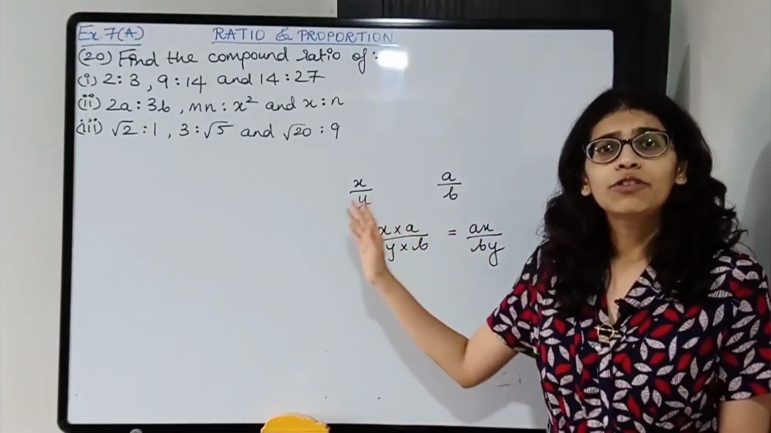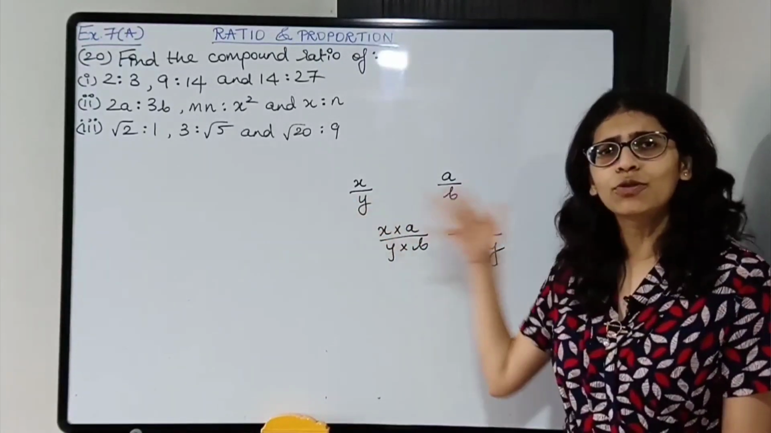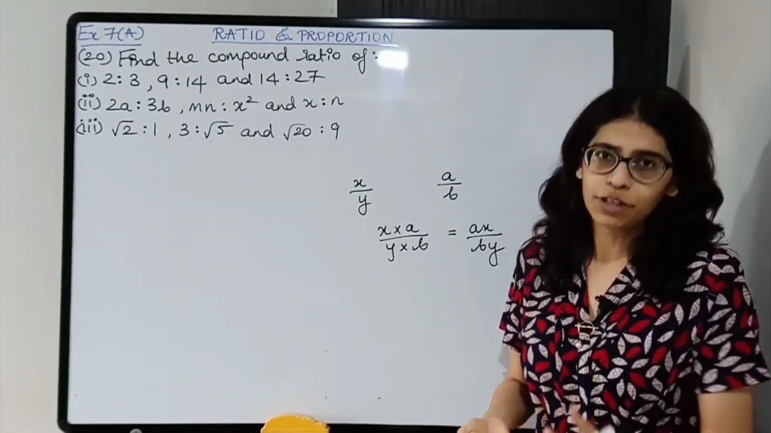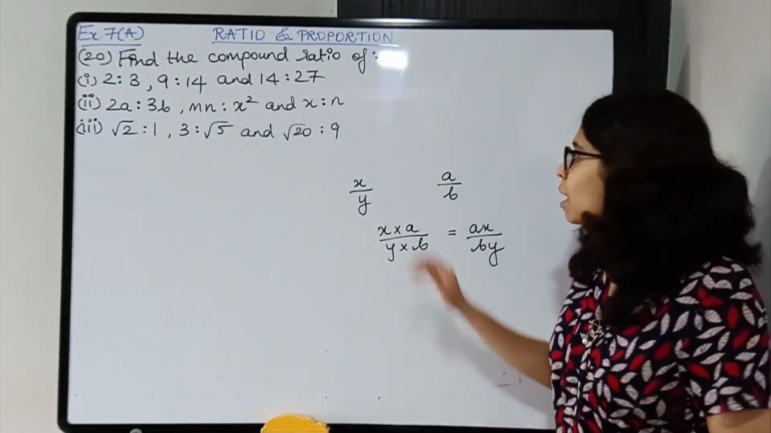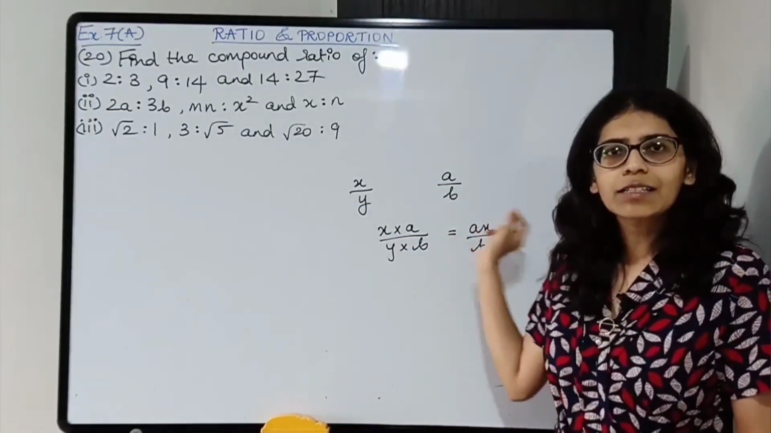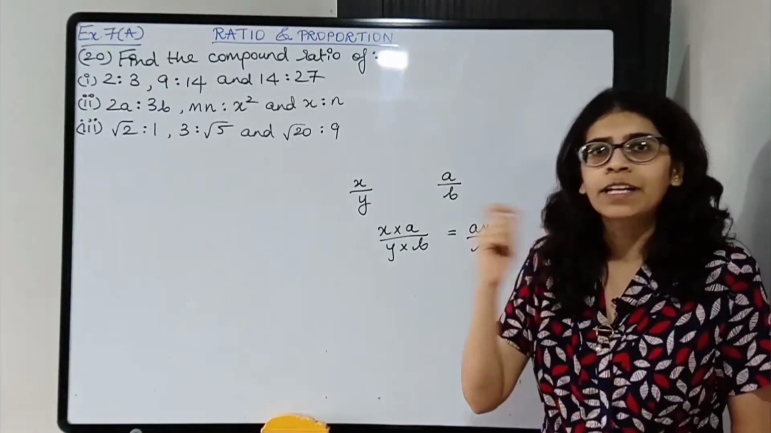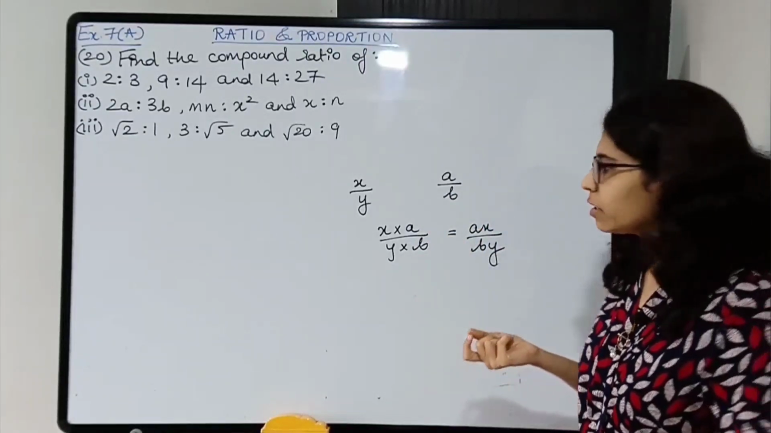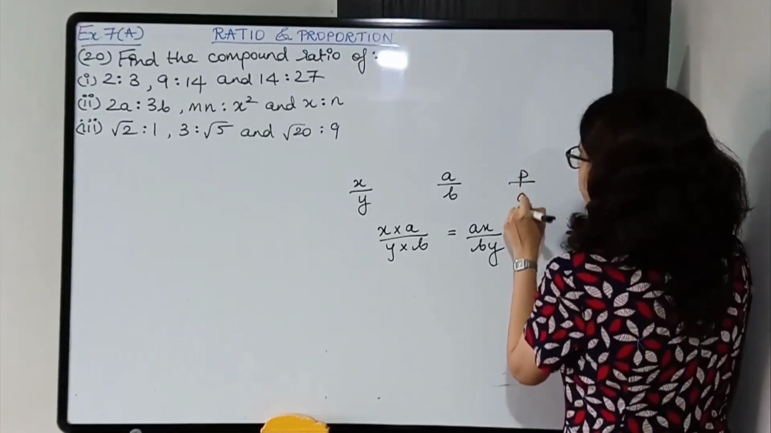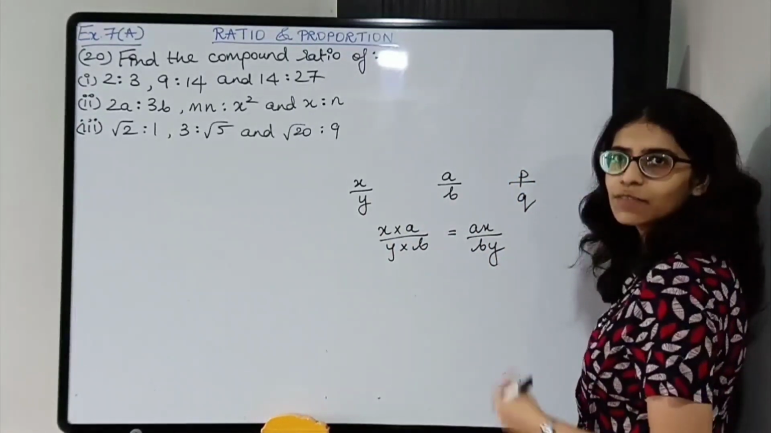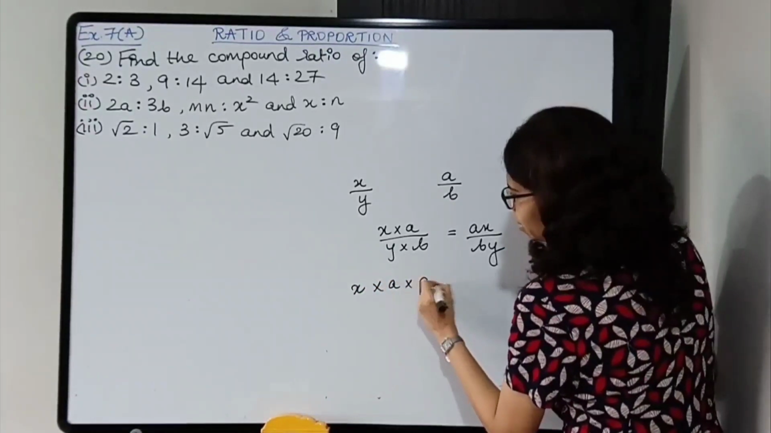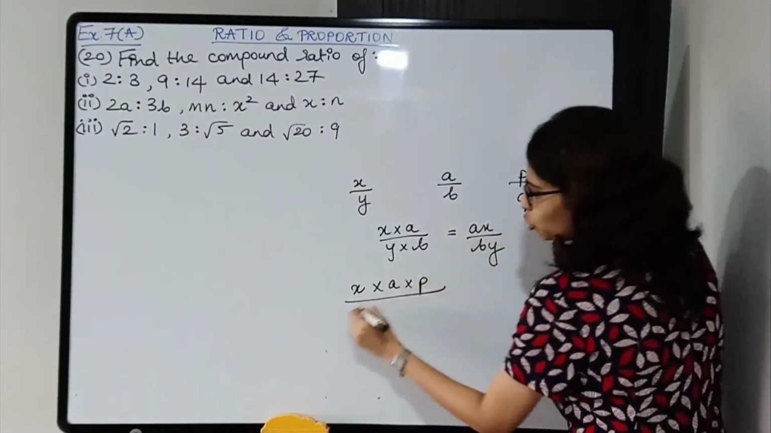Similarly, you can find compound ratio of 3 different ratios, of 4 different ratios, 5 different ratios. कितने भी ratios हो, you can find out compound ratio of that. All you have to do is multiply the numerators and multiply the denominators. Whatever is getting cancelled out, just cancel it and find out the final ratio. Okay, so if you are given x upon y, a upon b and p upon q, then compound ratio of all three will be what? It will be x into a into p upon y into b into q.